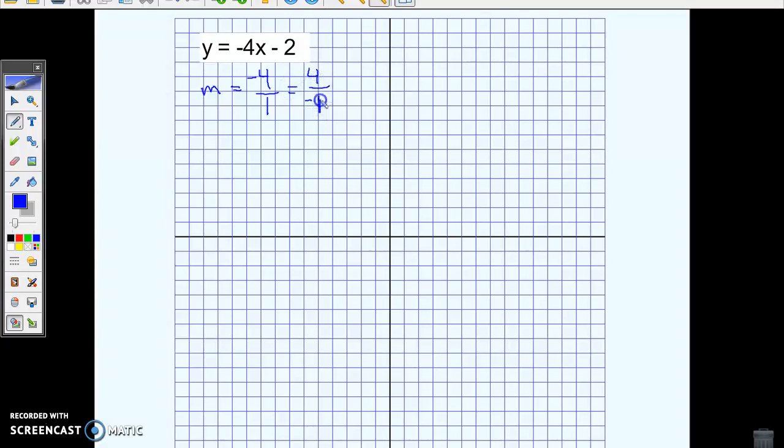Because if you remember, if you've got one negative, then the answer is negative. Sometimes I like to think of it that way, sometimes it just is whether you're going up or down. And then our b, our y-intercept, is negative 2. So again, we'll start at the origin. We'll go down 2 and put in the lovely little point there.